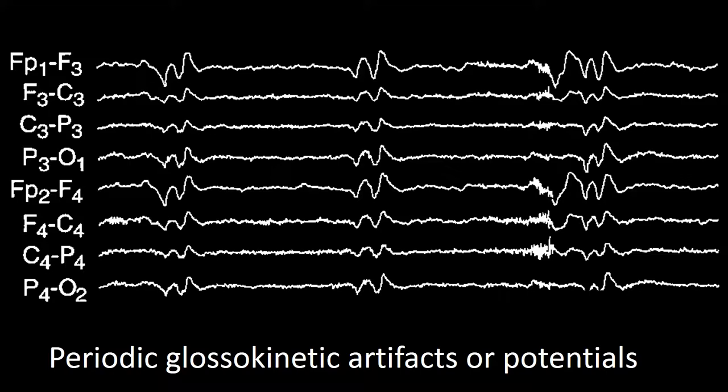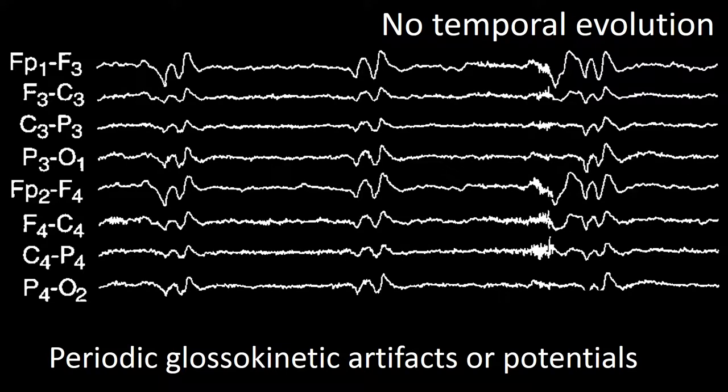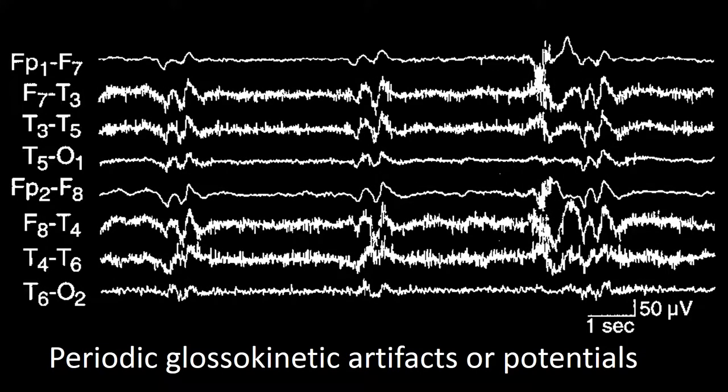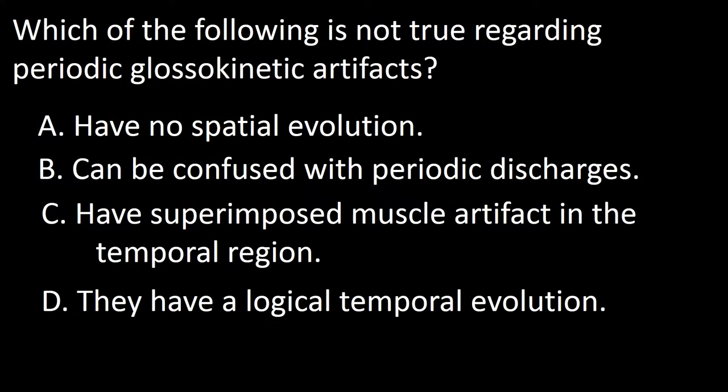Distinction based on EEG criteria alone is at times difficult. The following points that I will give in the next few minutes may be helpful. Periodic glossokinetic artifacts do not have a spatial evolution or a logical time evolution. The central chain shows minimal muscle artifacts when compared with temporal derivations. If you have any questions or doubts, read the technician comments, watch the video of the patient, or if you can, look at the patient. So the answer to this question is D.